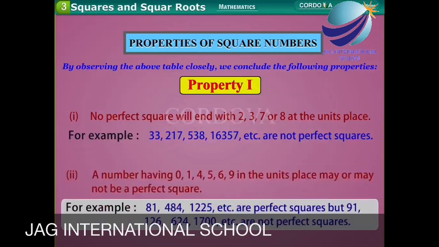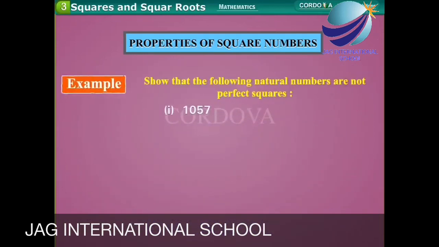For example, 81, 484, 1225, etc. are perfect squares, but 91, 126, 624, 1700, etc. are not perfect squares. Example: show that the following natural numbers are not perfect squares.